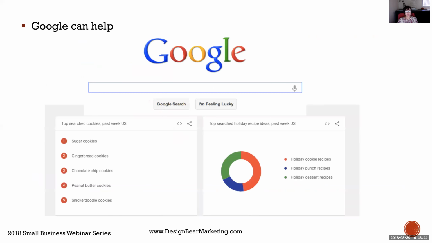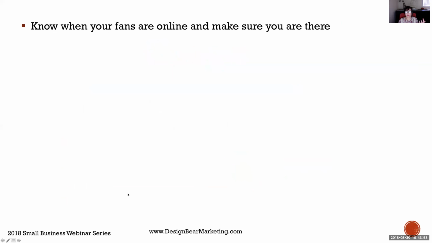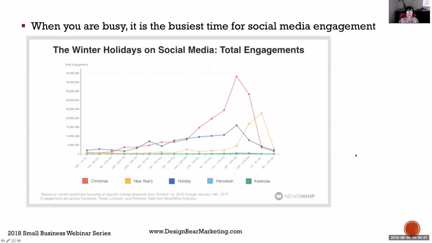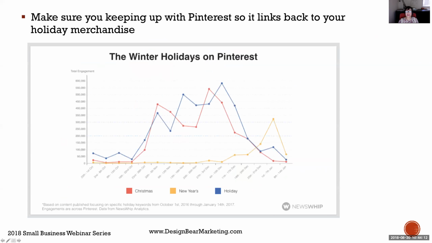Inspiration, and I'm running way over, sorry. Google, these are the top search terms. They're all about food. So post things about food, right? It's important. Know where your fans are online. Go to your analytics. Make sure you're posting at the time that they are there. Christmas time is this little bar here. It's the biggest holiday. Even if you don't celebrate it yourself, most people are interested in that. That's why I'm showing you these charts.